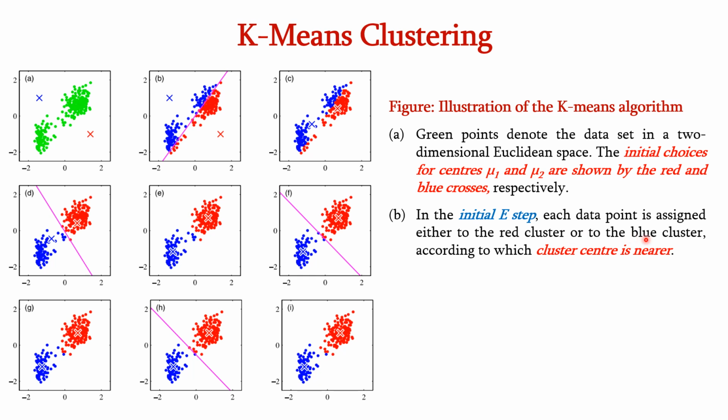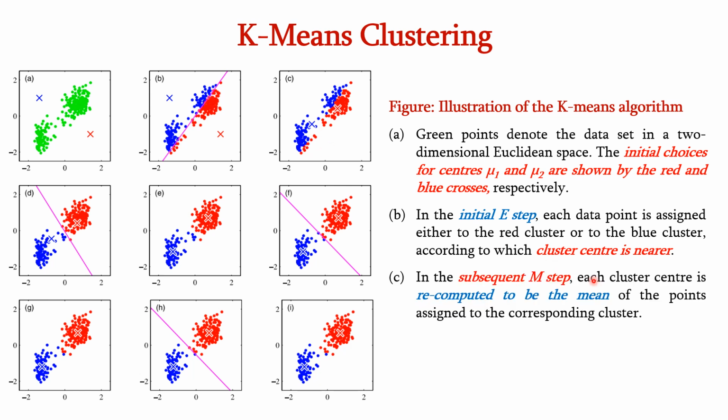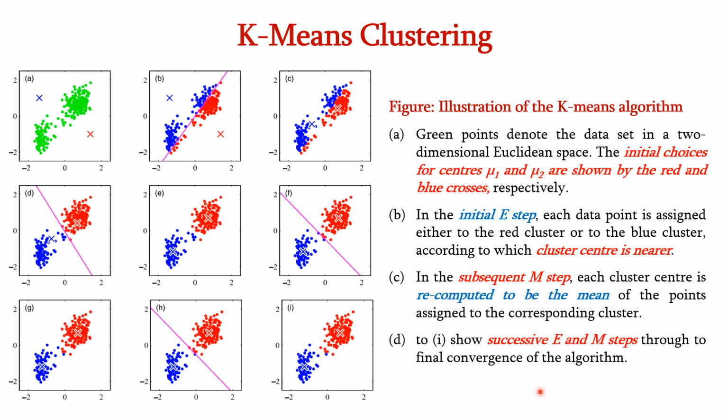In plot B, we perform the initial expectation step, or E step. Here, each data point is assigned to either the red cluster or the blue cluster according to which cluster center it is nearer. So if the data point is nearer to the red cluster center, it is assigned to the red cluster. If it is nearer to the blue cluster center, it is assigned to the blue cluster. After this E step, in plot C, we perform the maximization step. Here, the cluster center is recomputed to be the mean of the points assigned to the corresponding cluster. After updating the cluster centers, we perform the E step and M step alternately from plot D to I until convergence.